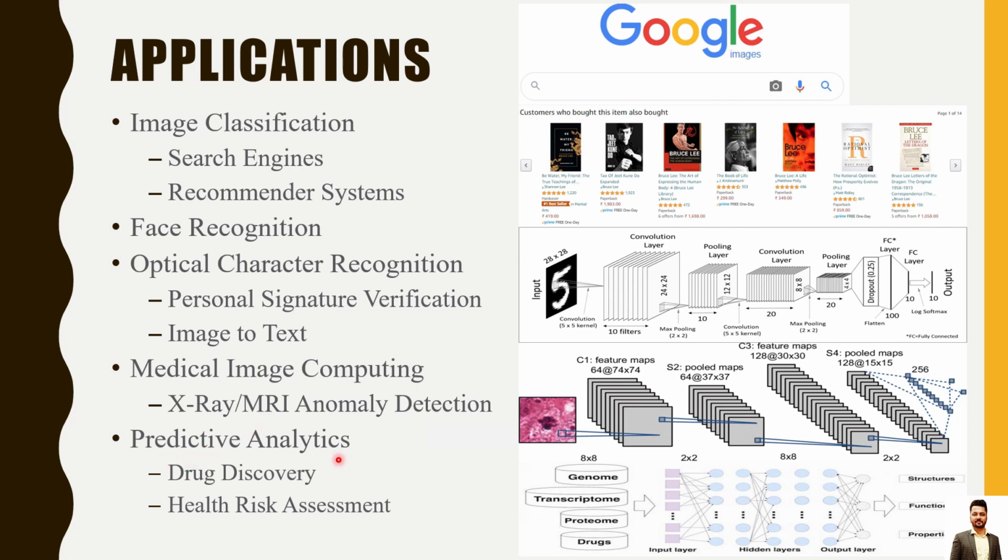And in predictive analytics, drug discovery and health risk assessment, multiple techniques have been built to do these things. Let's say for drug discovery there are 4 types of drugs here, and through the CNN and the hidden layers, these can be classified into structures or functions or properties. So there are multiple techniques through which these applications have been implemented with CNN.